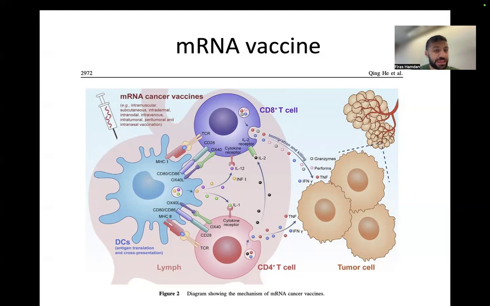So what you can technically do is inject this, and specifically inject it into your muscle cells, because this mRNA is going to go into your muscle, and the muscle cells are going to start producing a lot of that peptide. It's going to be taken up by dendritic cells, which present the peptides to your CD8 and CD4 T cells, basically teaching them what to kill.